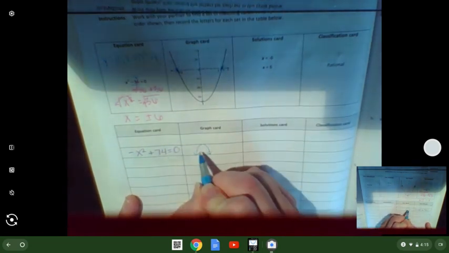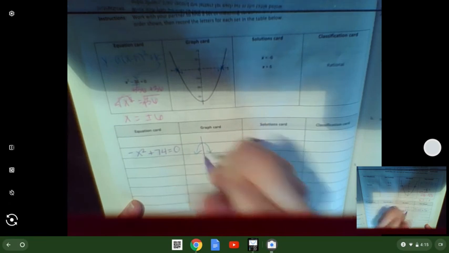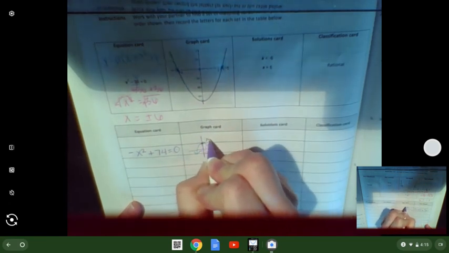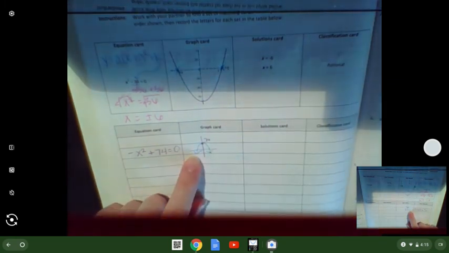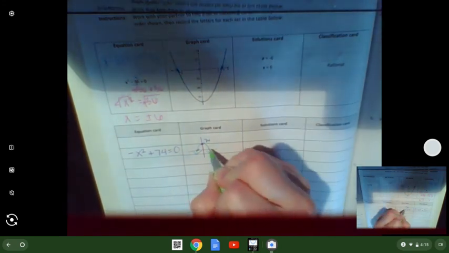I'm not going to get exact right on here, but I flipped over because of the negative, and my vertex is going to go up 74 units. So I am going to just pretend that this is up 74. Okay. So my solutions are going to be where I cross the x-axis. So it's going to be whatever this number is, whatever this number is. Sorry, I know that's really tiny.